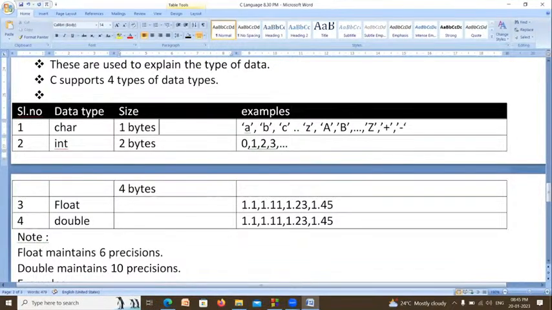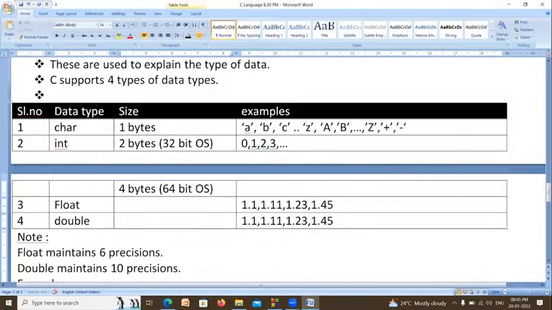There are 4 types of operating systems available: 8-bit, 16-bit, 32-bit, 64-bit. If your system is having 32-bit operating system, then the size of integer is only 2 bytes. If your system is having 64-bit operating system, then the size of integer is 4 bytes.